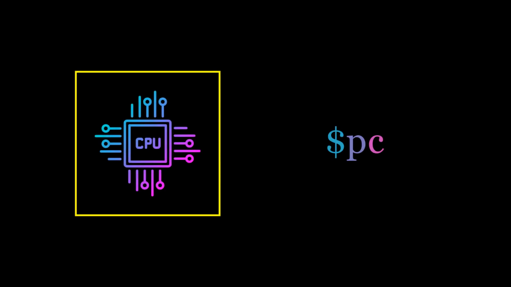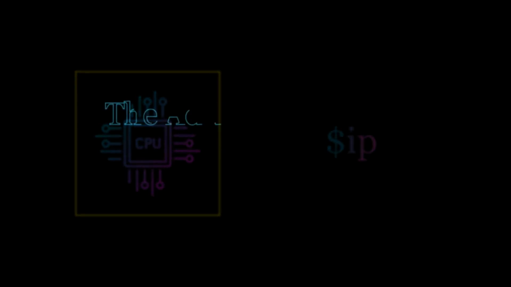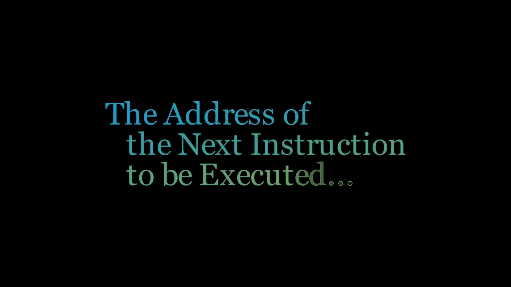If we dive inside the CPU, we can see that there are registers. But the register we are interested in is known as the program counter, or the instruction pointer. It contains the address of the next instruction that is to be executed.